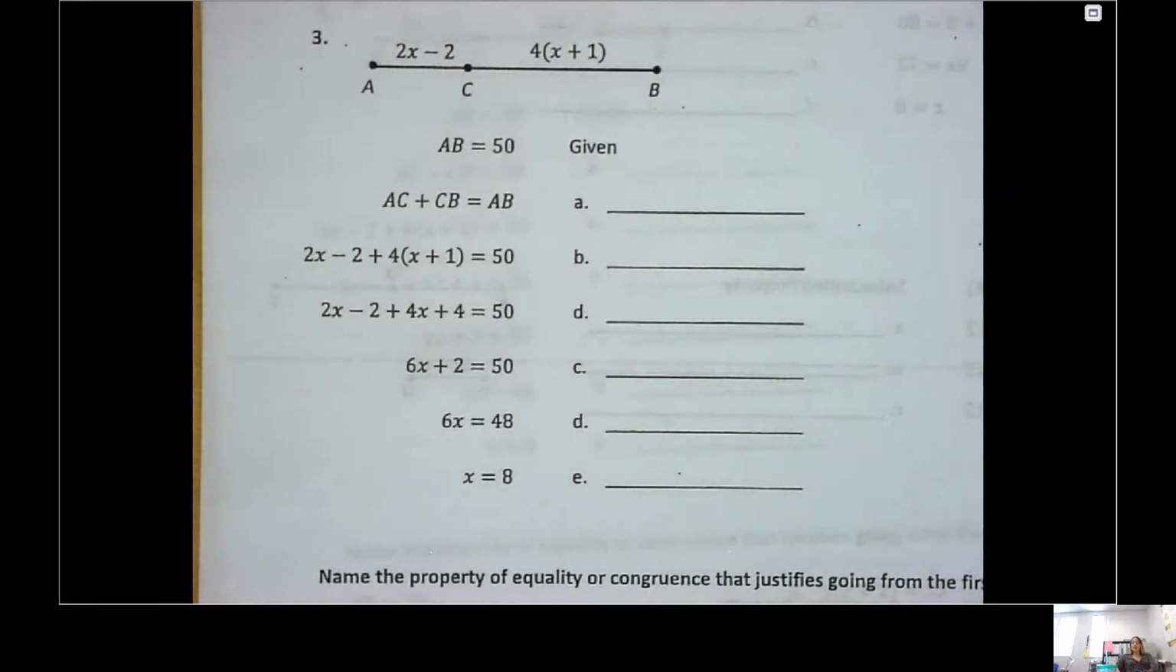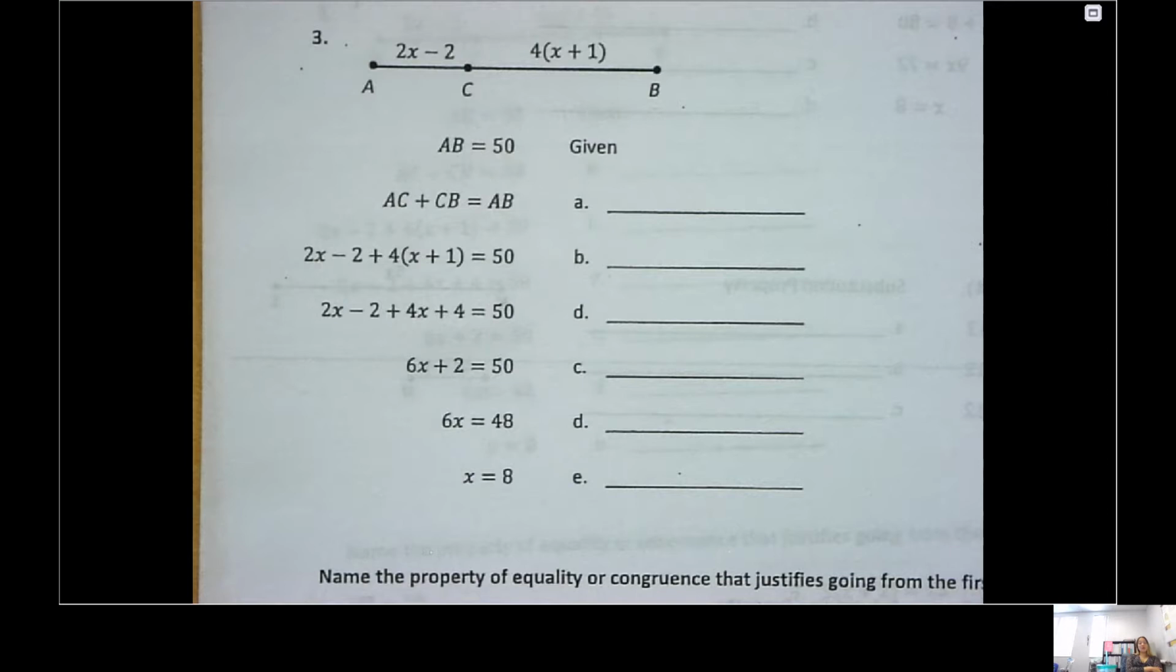Now, what is different about number 3? Who can raise their hand and tell me what's different about number 3? It's like 10 of you just talked at the same time. What's different, Kiki? I got letters this time. Yes, I do. That makes things a little different. What else do you see that's a little different about this problem?